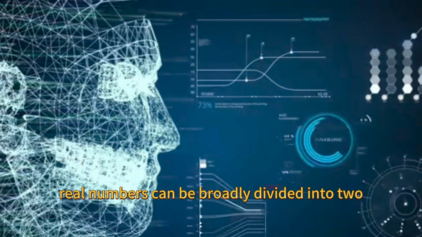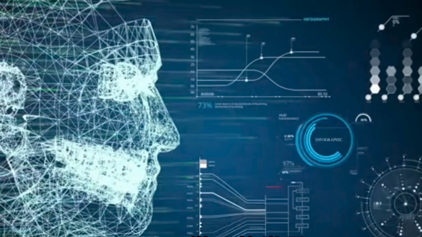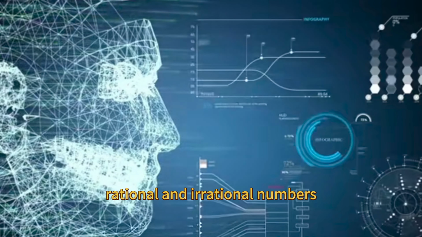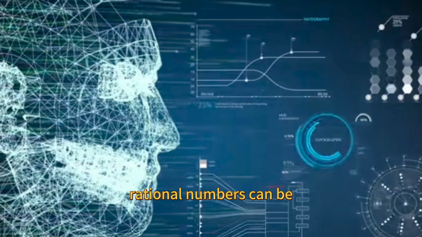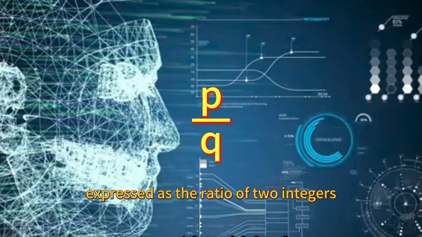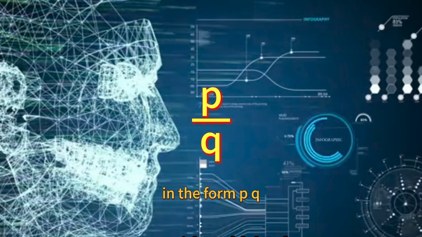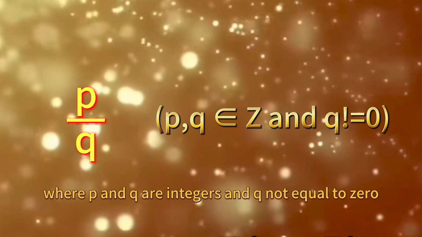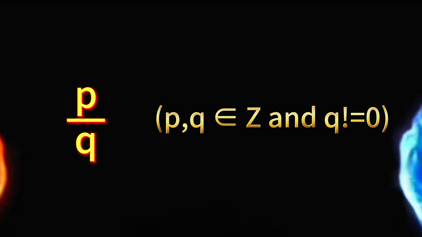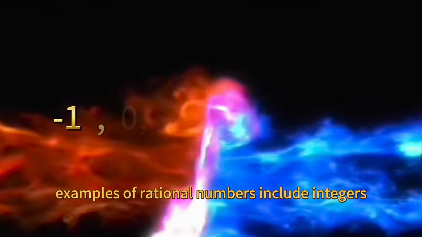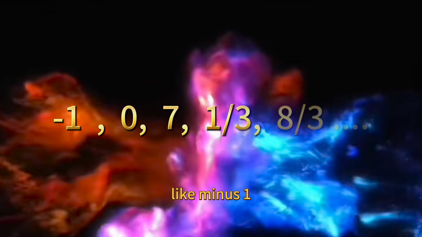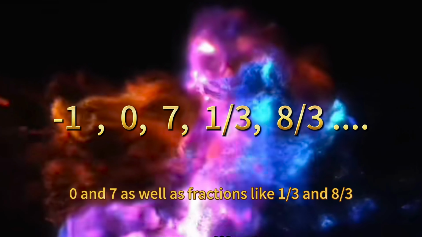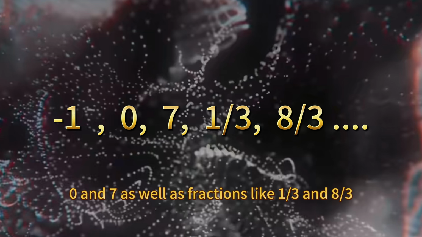Real numbers can be broadly divided into two categories: rational and irrational numbers. Rational numbers can be expressed as the ratio of two integers, in the form p/q, where p and q are integers and q is not equal to 0. Examples of rational numbers include integers like -1, 0, and 7, as well as fractions like 1/3 and 8/3.